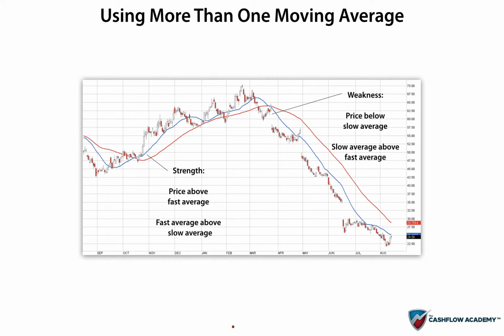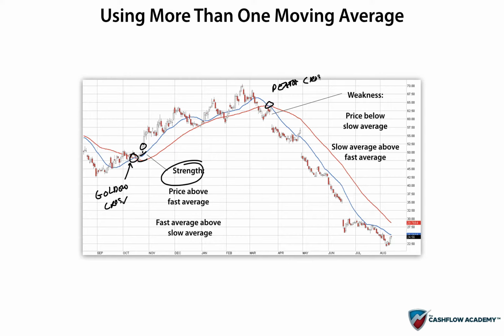Notice that these lines cross right here, and the price is above the fast average, and the fast average is above the slow. So we have price, blue, and red, right? Price, blue, and red. This cross right here is often called the golden cross. So we have a golden cross, and then the price is above. That would be strength. That would say, hey, we're doing pretty well, okay? Right here, we see they cross. This is often called a death cross.